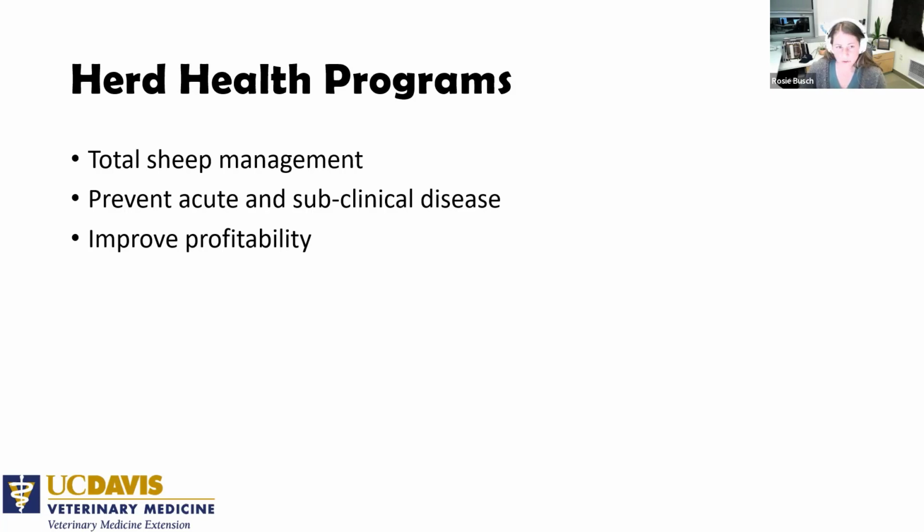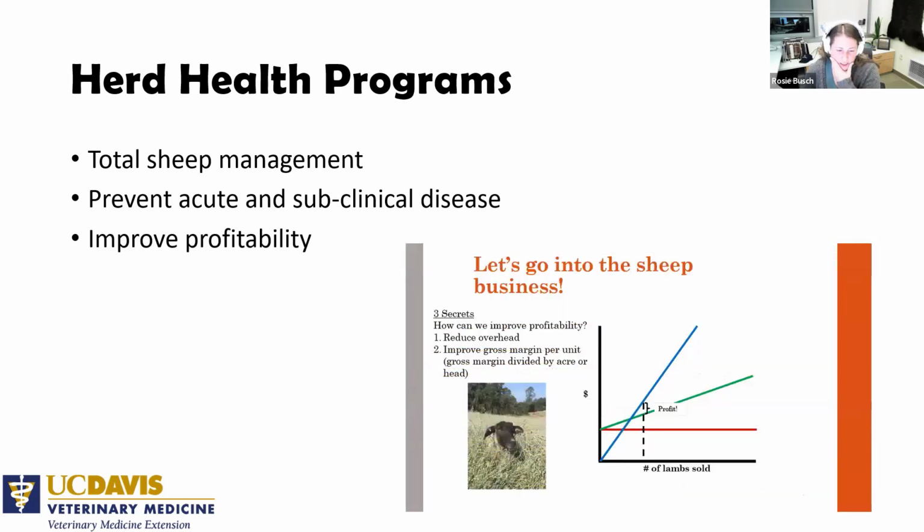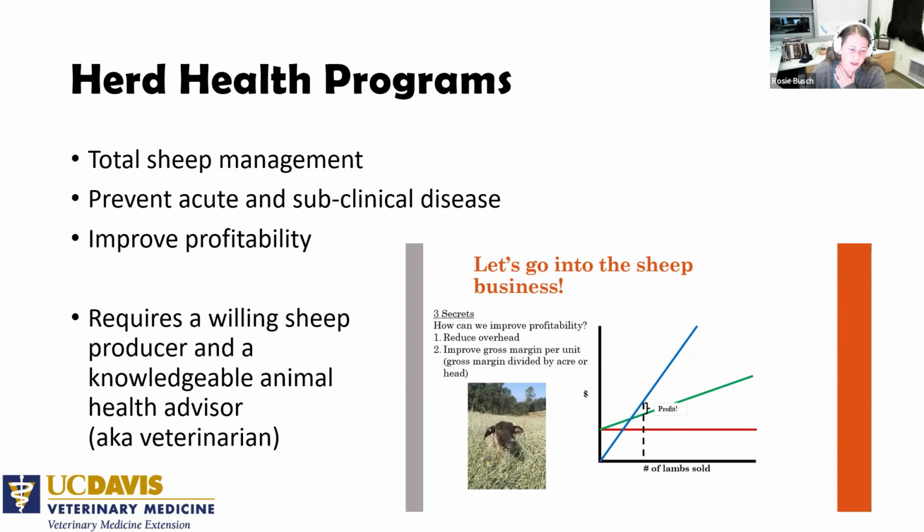And then improving profitability. So Dan recently put on this sheep business basics talk, and one of his slides from this talk was talking about how you can improve your profitability. And this one slide showed that improving your gross margin per unit would increase your profit. And so disease control or improving production is one thing that can help with that. It requires a willing sheep producer and a knowledgeable animal health advisor. And I like to think of that being the veterinarian that you like to work with.